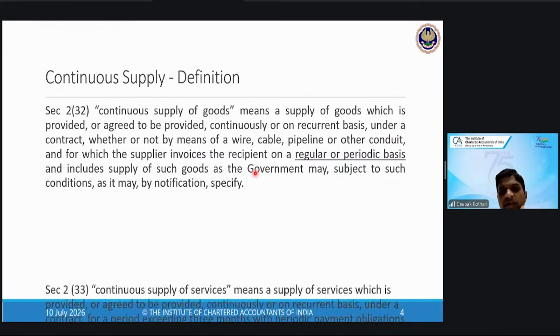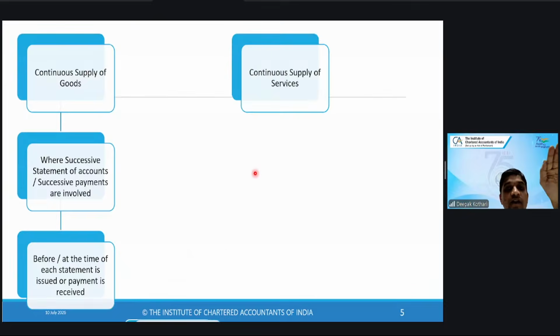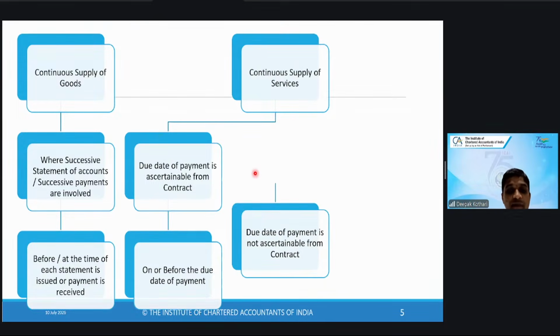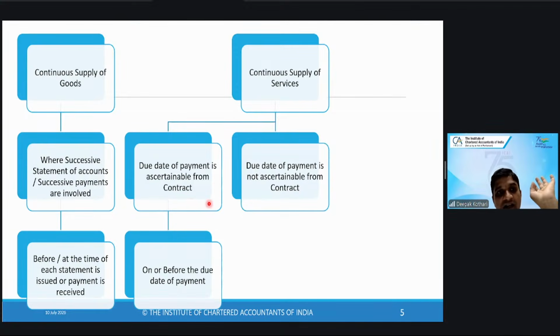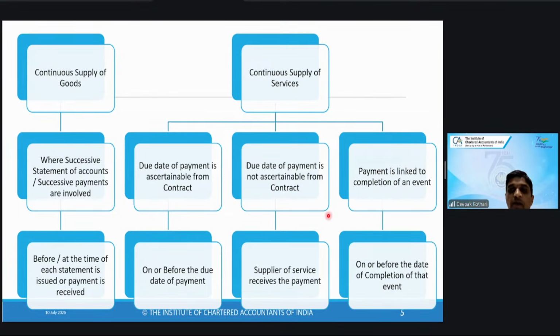And when there is a continuous supply, we know the definition, so we'll not repeat it. For continuous supply of goods, where the due date of payment is ascertainable, then that is the time limit. Where it is not ascertainable in the contract, then when the supplier of service receives the payment, that will be the time limit. And in all other cases, where the payment is linked to completion of an event, on the due date of completion of an event. So when that milestone is reached, before that you should raise an invoice.